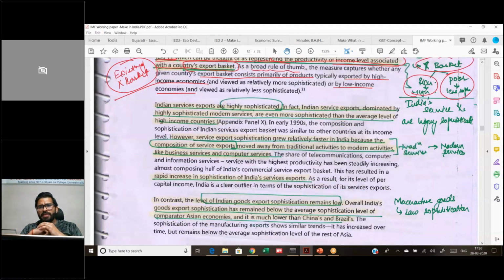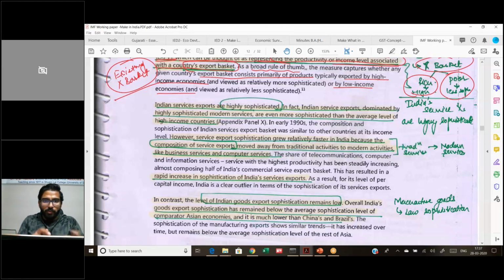If we see India's service exports, they are highly sophisticated, and sophistication can be understood in that India's export basket will have the goods which are also there in the export basket of rich countries. India's service exports will be IT, banking, legal services, medical exports, and if you see these service exports of the US, it will be similar. So our existing products in the export basket actually match that of rich countries.